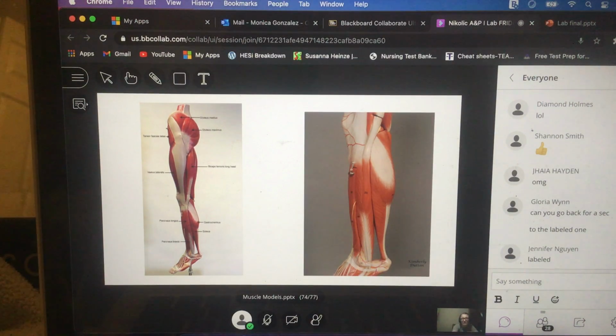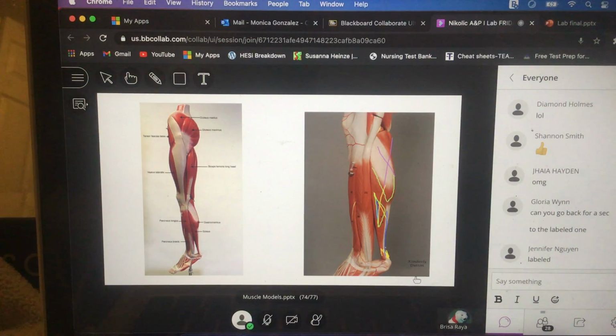And then gastrocnemius. Boom. Soleus. Boom. Technically, I can see the lateral aspect of the Achilles tendon, just here. All right, Brisa, go for it.